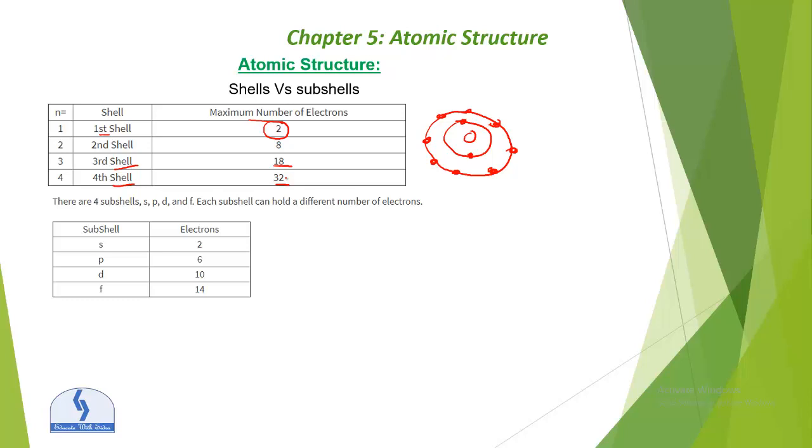Now, there are only 4 subshells, that is s, p, d and f, and each subshell can hold a different number of electrons. For s, the number of electrons will be 2. For p, it will be 6. For d it is 10, and for f it is 14.